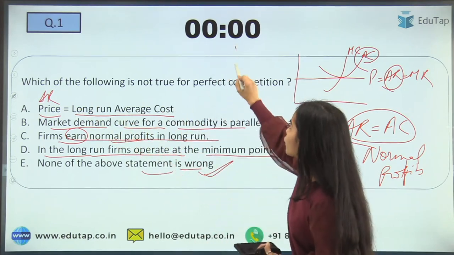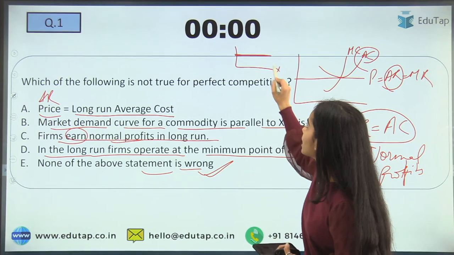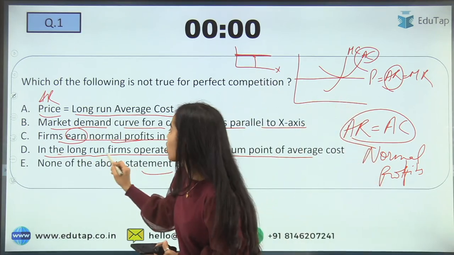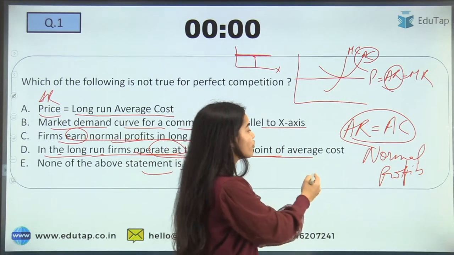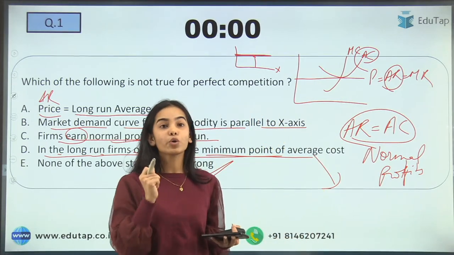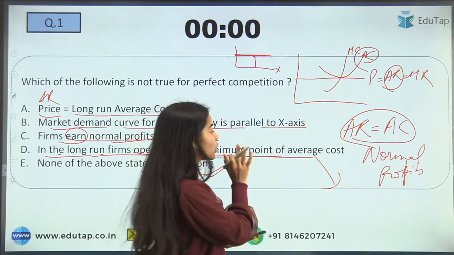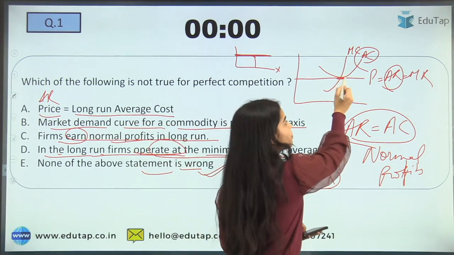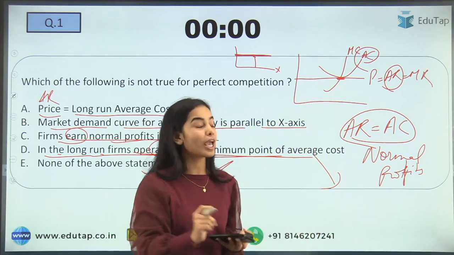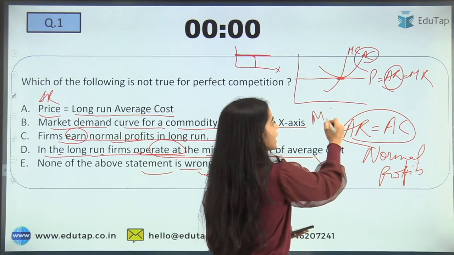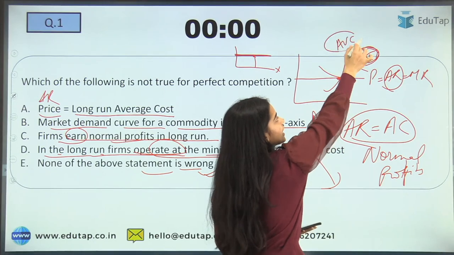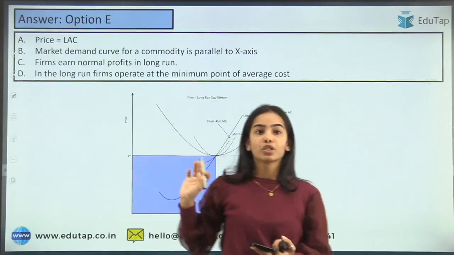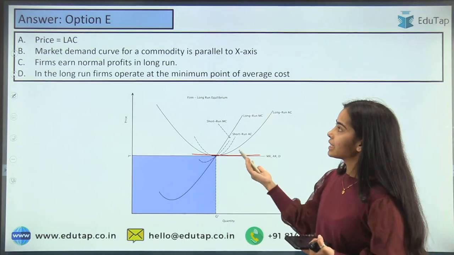Market demand curve for a commodity is horizontal, parallel to the x-axis. In the long run, firms operate at the minimum point of average cost. So it is also a very important point to remember about perfect competition, that in the long run you are at the minimum point of the average cost curve. Okay, where the MC cuts the average cost or average variable cost curve at the minimum point. Okay, so here you can see the graph, and these are the points.